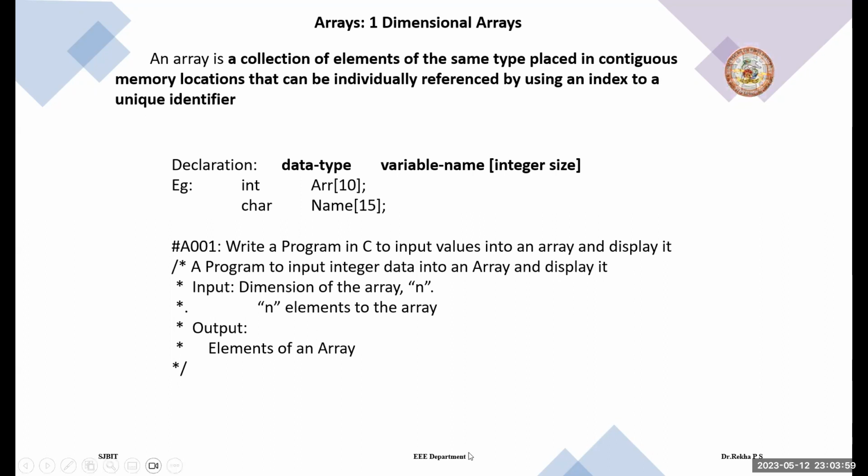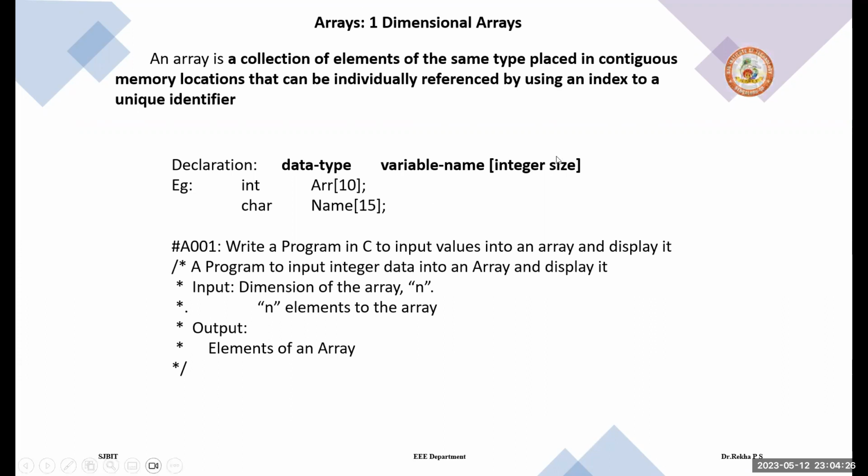How do you declare an array? First you have to declare a data type. What type of data are you storing in that array? You have to specify the data type followed by the variable name. The variable name is a user-defined name. You can give any name.